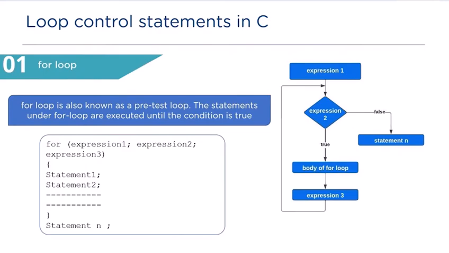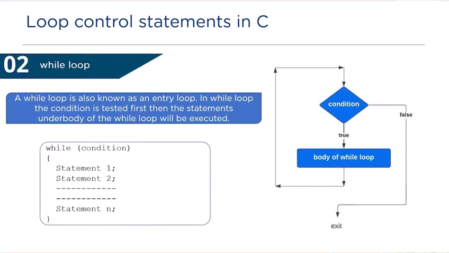Next, loop control statements in C. Next one is the while loop. A while loop is also known as an entry loop. In a while loop, the condition is tested first, then the statements in the body of the while loop are executed. While condition, statement 1, statement 2, up to statement 10. Flowchart: condition, if true, the body of the while loop executes again and again. If it is false, it will directly exit.